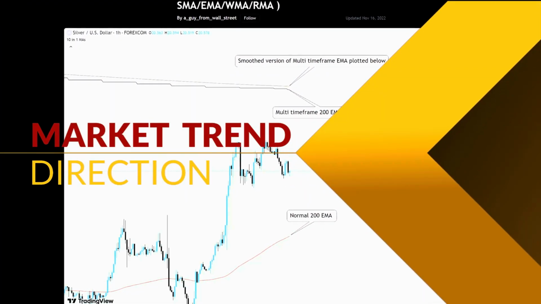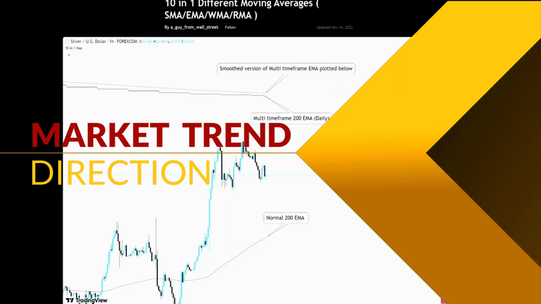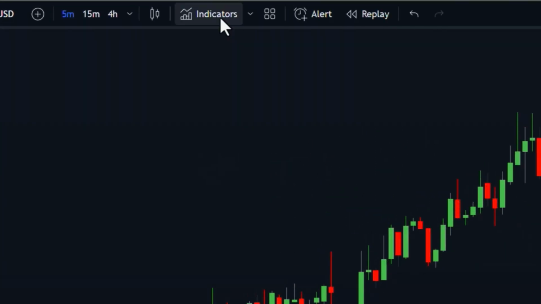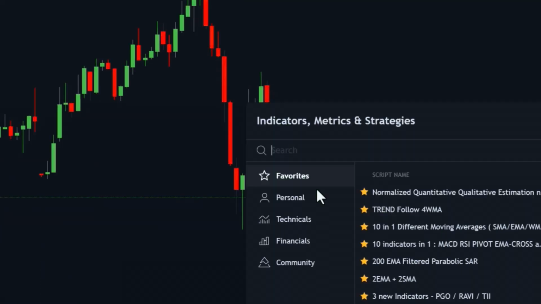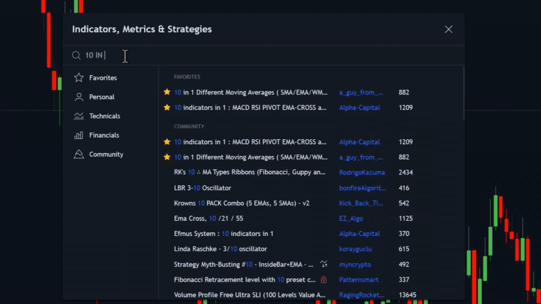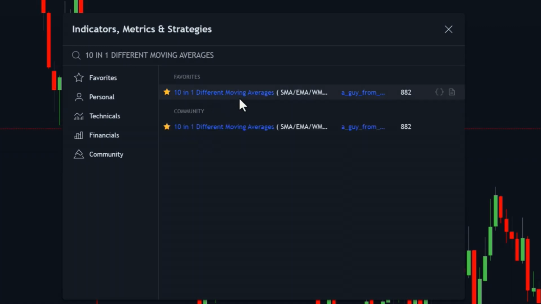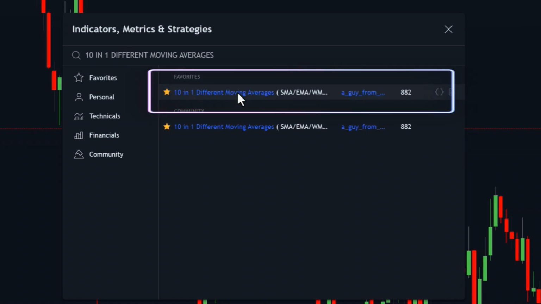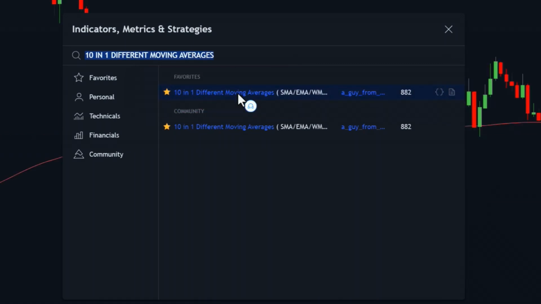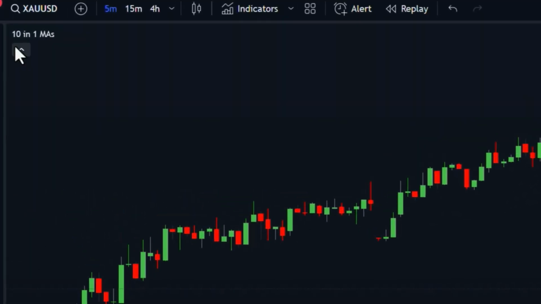Adding this indicator to your TradingView chart is straightforward. Just from the indicator section, use the search bar to type in 10 and 1 different moving averages and hit enter. From the search results, click the indicator to add it to your chart. Once the indicator is added, you can customize its settings to suit your trading style.